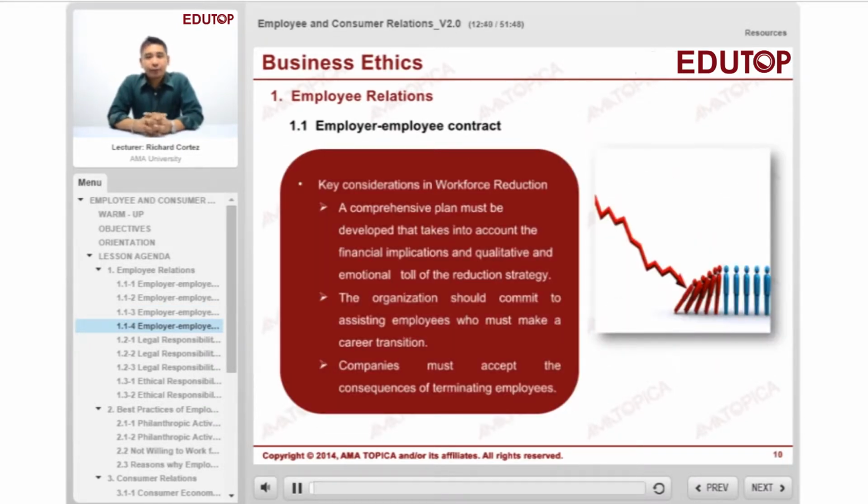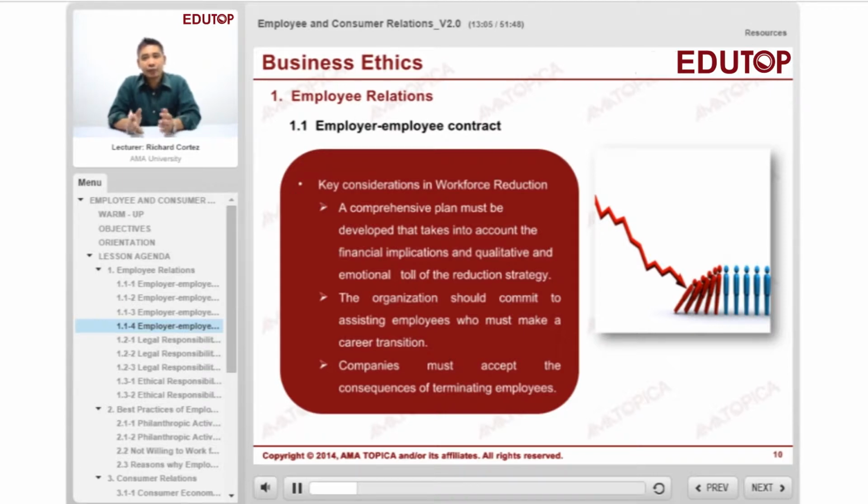Now, we have the key considerations in workforce reduction. As I said earlier, you should always think of the implication of workforce reduction. So here are some of the things to be considered when you are going to reduce the workforce of the company. Number 1, a comprehensive plan must be developed that takes into account the financial implication.